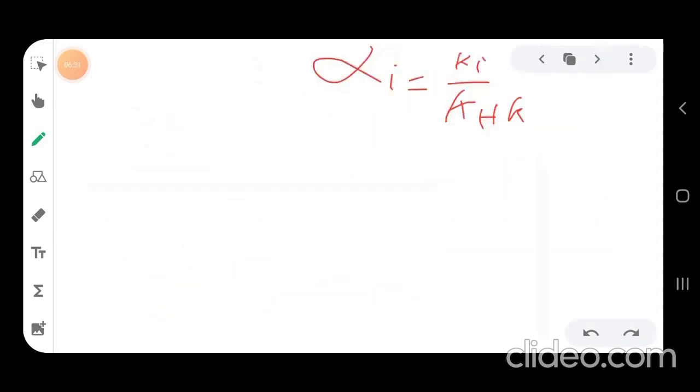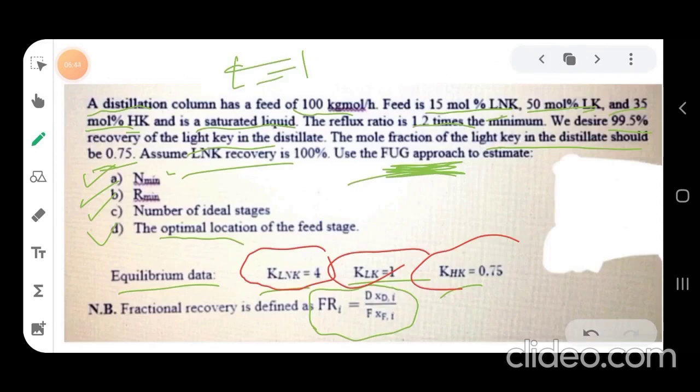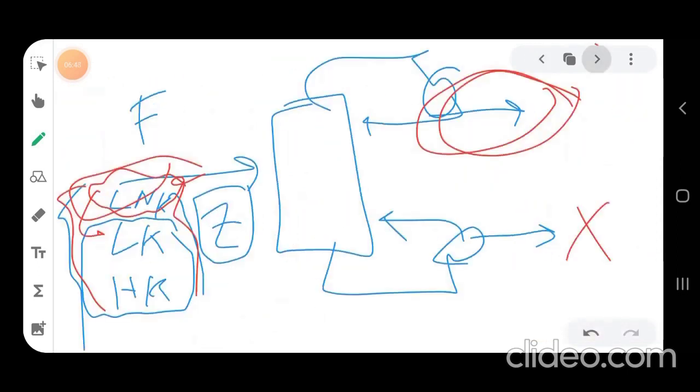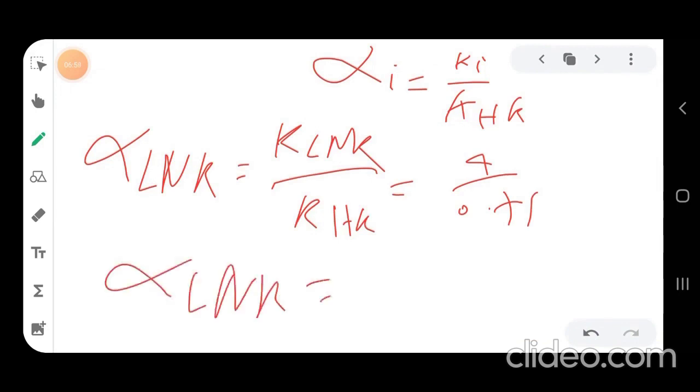we will have three relative volatility values. Okay, so first the relative volatility for the light non-key will be K of this light non-key over K of the heavy key, and they are given in the problem, right? Here, this is K of the light non-key 4 and the K for the heavy key 0.75. So you just divide them. So it will be 4 over 0.75. Okay, so you get alpha of the light non-key is 5.33.